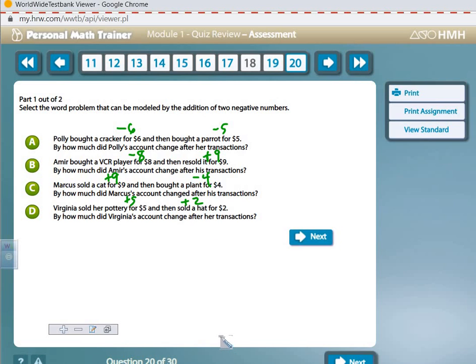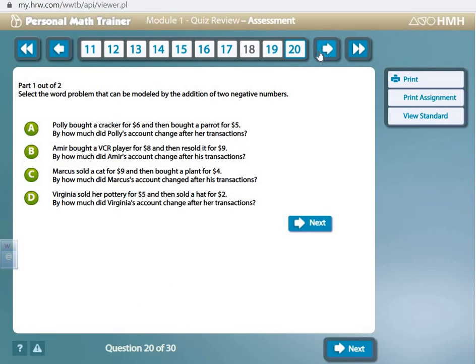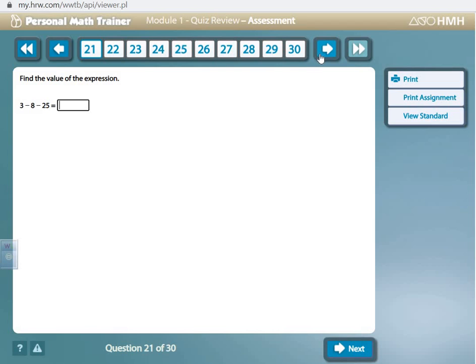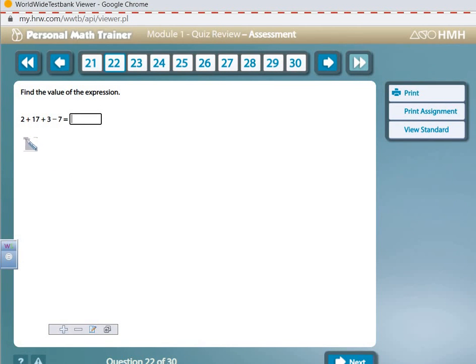So if you take a look at those, which of these, if I put them together, represents the addition of two negatives? Well, it was way back at A, all right? That was the one that was two negatives being added together. All right, and then we start to get into some where we have multiple ones, like mixtures of addition and subtraction. Remember, the best thing to do is just change everything to addition. So 2 plus 17 plus 3, but instead of -7, I'm going to put plus a -7, right?